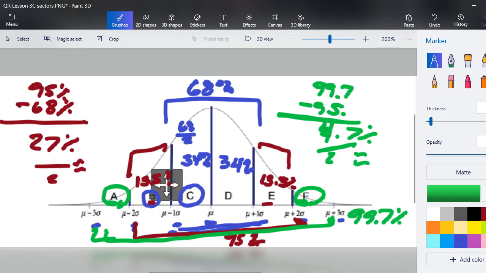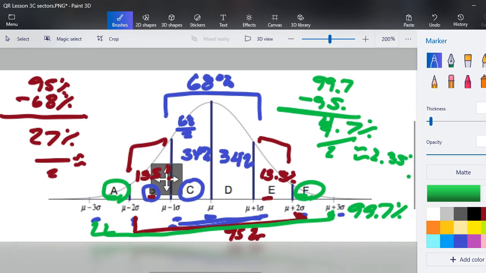So we'll need to divide it by 2. Go ahead and punch in 4.7 divided by 2, and it's giving us that about 2.35% of the data will fall in region F and region A.